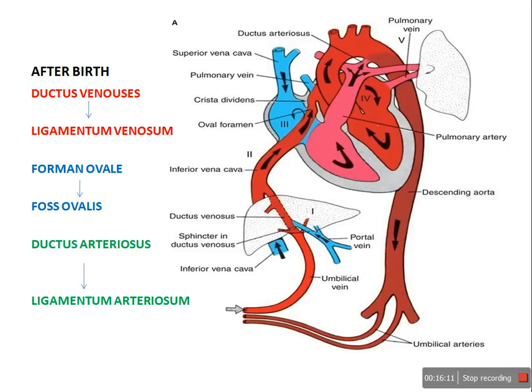For the exam, normally they will ask the number of umbilical arteries present in the umbilical cord, the number of veins present in the umbilical cord, and what type of blood. The umbilical artery brings deoxygenated blood and the umbilical vein brings oxygenated blood. And the connections, as I told, ductus venosus, foramen ovale, ductus arteriosus, all these connections they may ask.